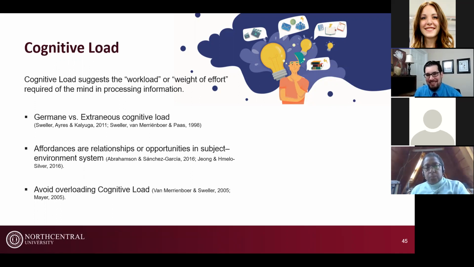Cognitive load is this idea that suggests that the workload or the weight of effort required of our mind in processing information can be high or low, and sometimes too much. Learning is optimized by facilitating learning of germane content while minimizing extraneous cognitive load. Affordances can be viewed as relationships or opportunities in subject matter environment systems and can be perceived uniquely across individuals. When information is presented without overloading, cognitive load improves academic performance.